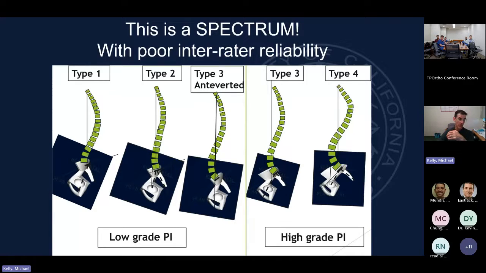As PI goes up, sacral slope goes up, pelvic tilt goes up a bit. The apex of lordosis moves rostral, right? The inflection point moves rostral. And it's really these type 2, 3s and 4s, where you start getting that very classic sort of S-shaped curve.